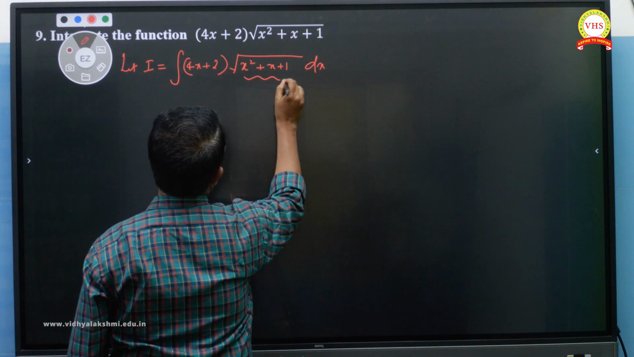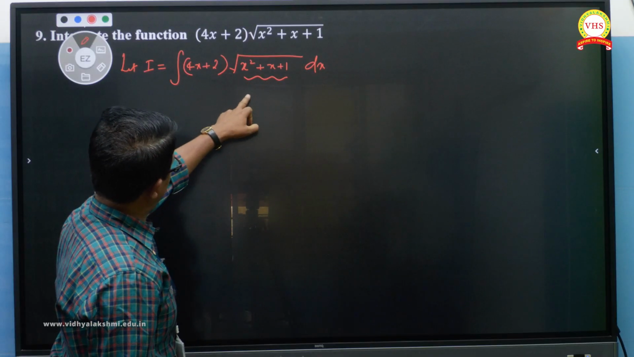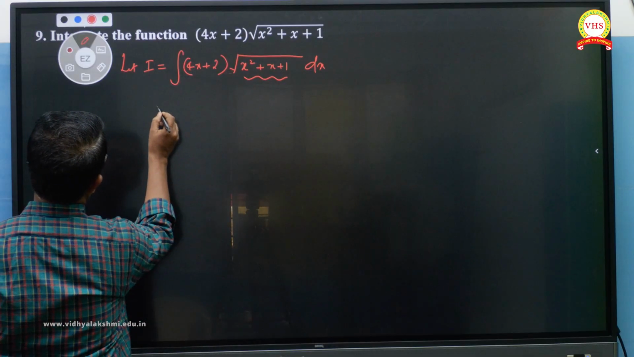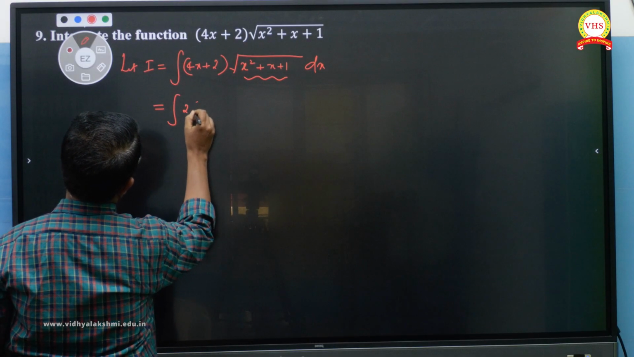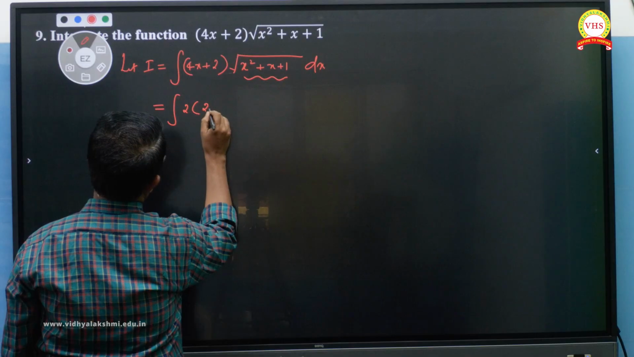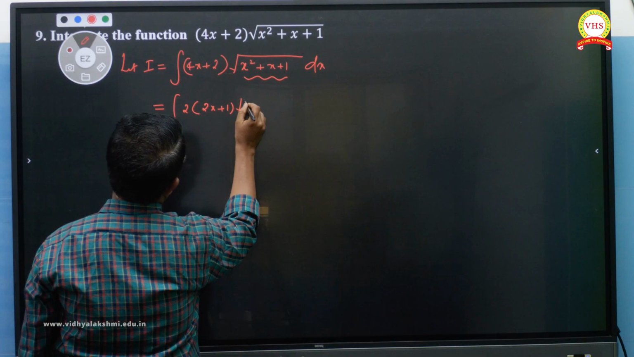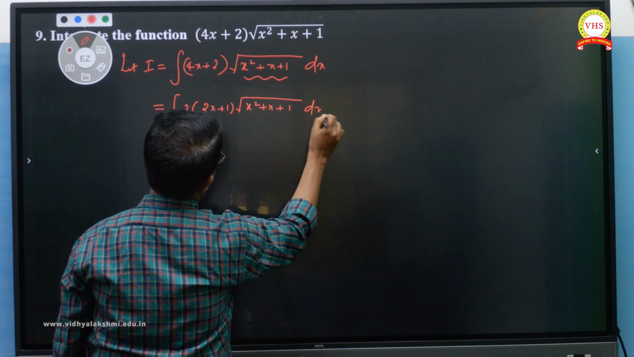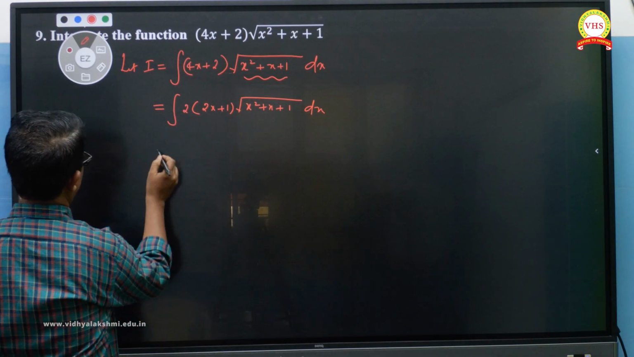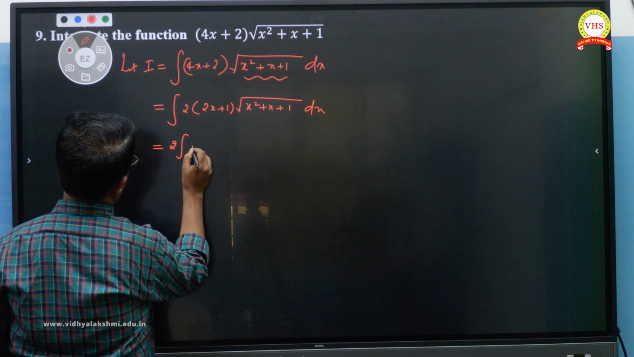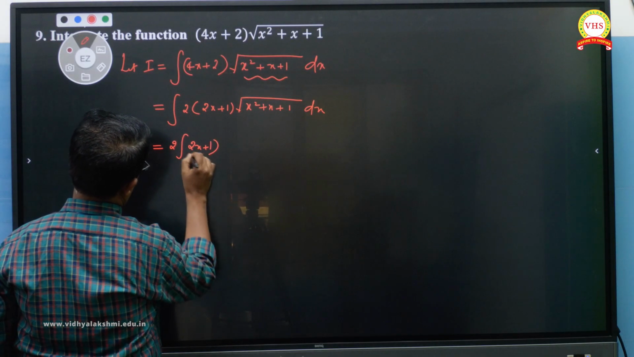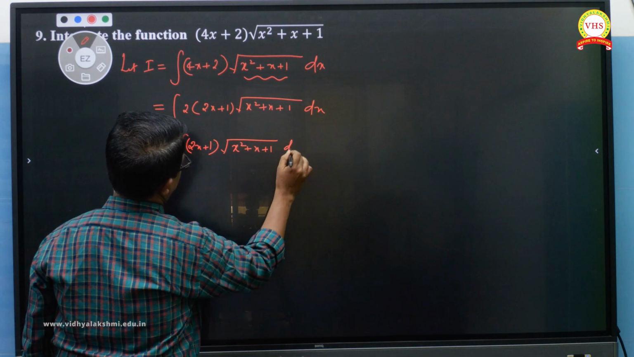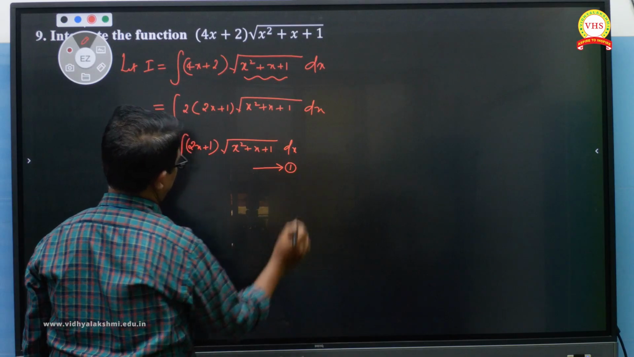Look at the integration. It is in terms of x square plus x plus 1. When you differentiate it, you should get the outside term, but it's 4x plus 2. At that time I am going to make some adjustment: take 2 outside. What remains is 2x plus 1 into square root of x square plus x plus 1 into dx. Now 2 taken outside, no issue: 2 into the integral of 2x plus 1 into square root of x square plus x plus 1 into dx. We may call this equation number 1.